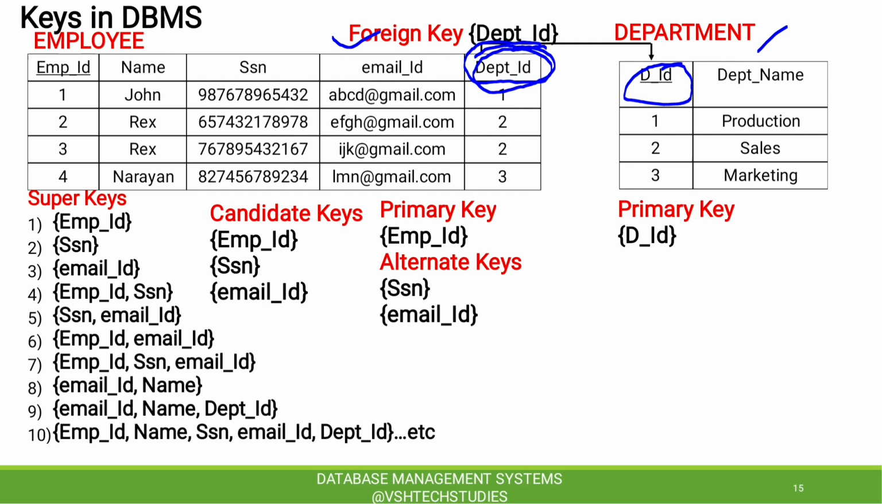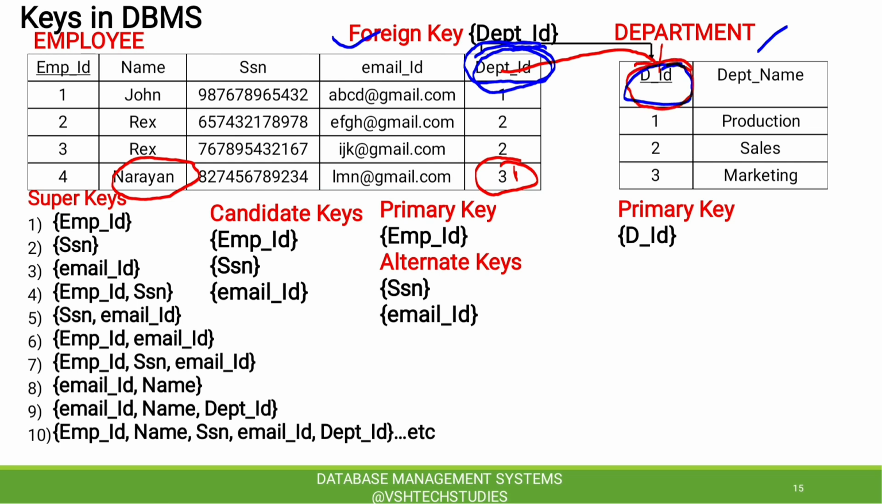the department table. Why is this key needed? Suppose you take employee Narayan. His department number is 3. So what is his department name? With this value, that is the department ID value, we'll have to go to this department table. There it is linked with primary key, that is DID.